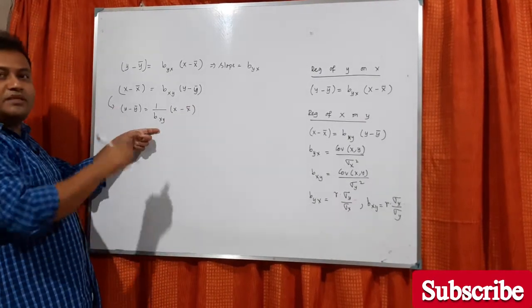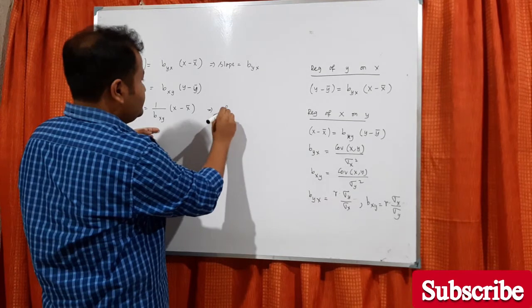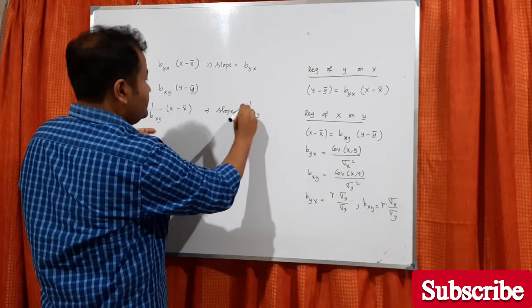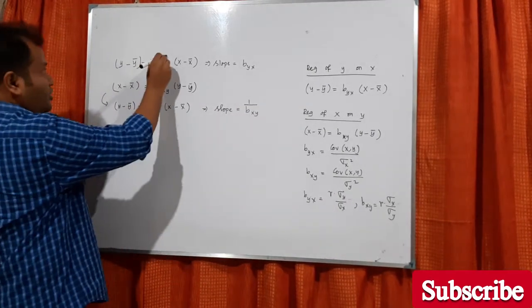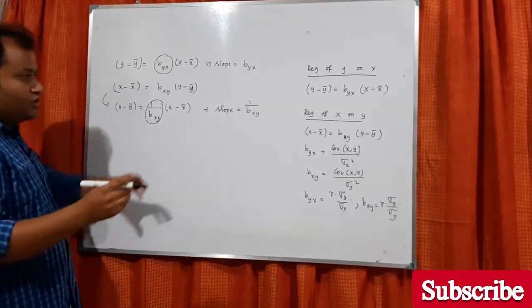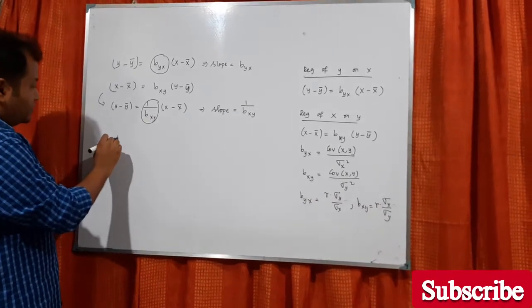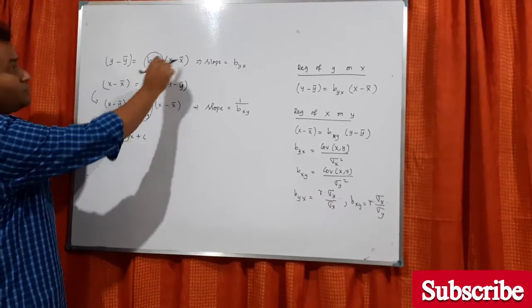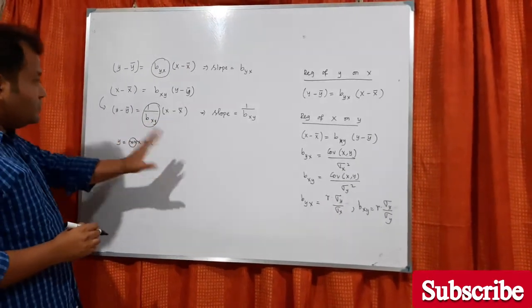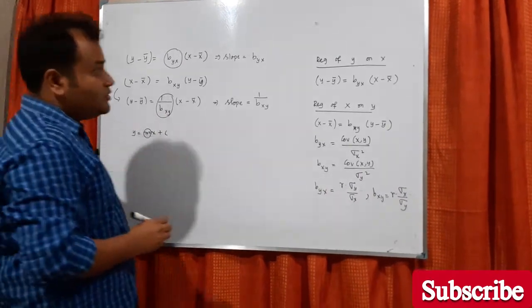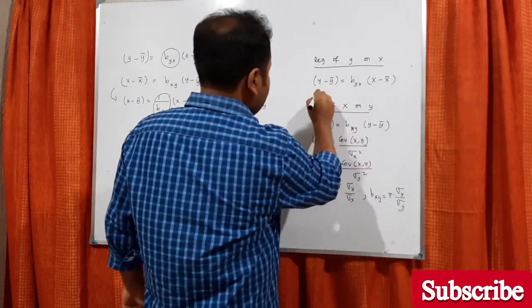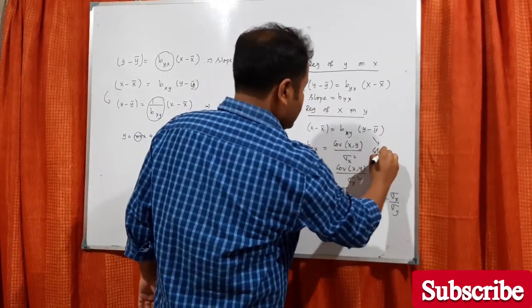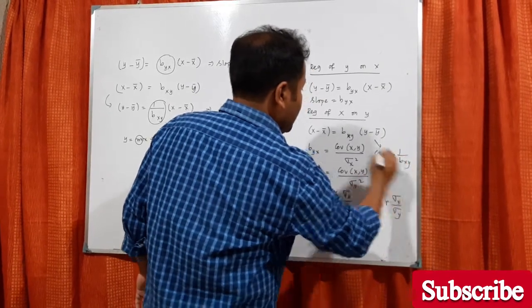So what is the slope of the second line? The slope is 1 by bxy. So this is the slope, this is the slope. Those who forgot, for them the equation of a straight line is y equals mx plus c, so the coefficient of x will be the slope. So what extra information have we got? The slope of the first line is byx, and the slope of the second is 1 by bxy.